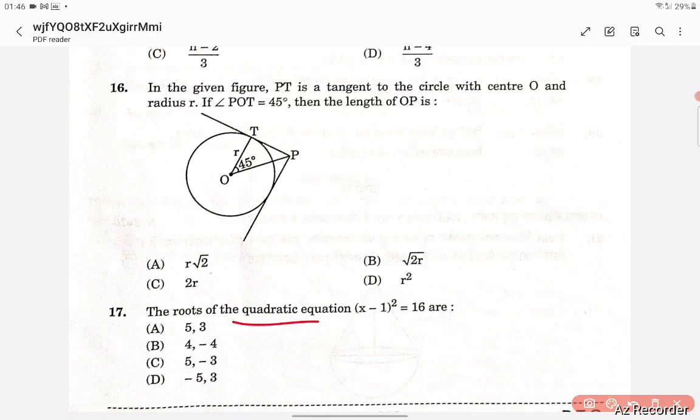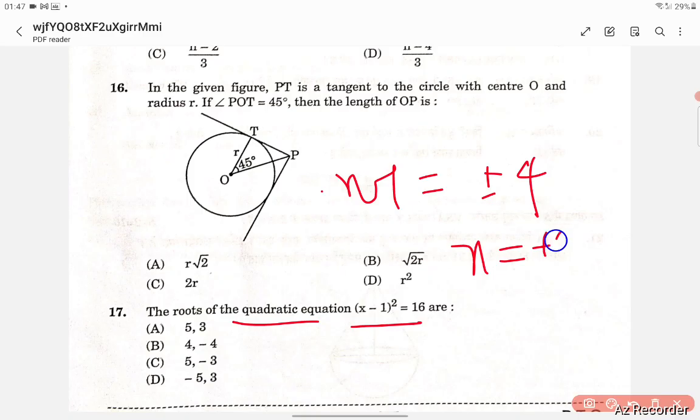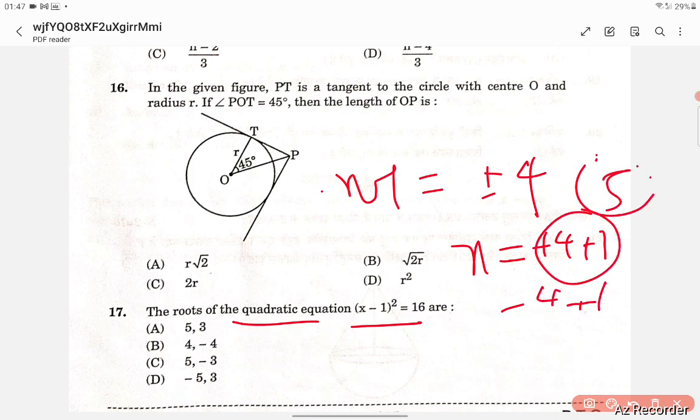The roots of the quadratic equation x minus 1 the whole square equal to 16, so x minus 1 is equal to plus or minus 4, x equal to plus 4 plus 1, and minus 4 plus 1, so that will be 5 and minus 3. These are the possible values, 5 and minus 3.